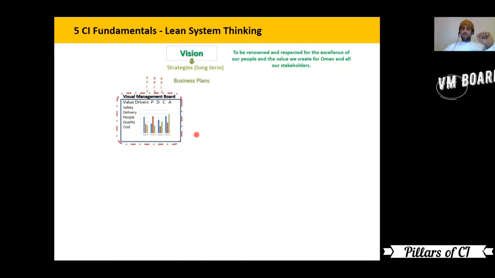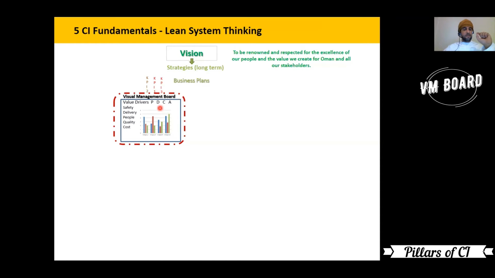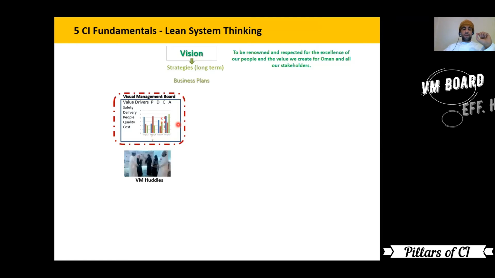The visual management board would be structured as per PDCA, which is plan, do, check, act. With a proper structure, of course, we'll be able to visualize our KPIs, as you can see here. And with that comes the second important fundamental, which is the effective huddle, where the team will be huddling around the VM on a weekly or bi-weekly basis. It will all depend upon the criticality of the process or the KPI that we are visualizing here.